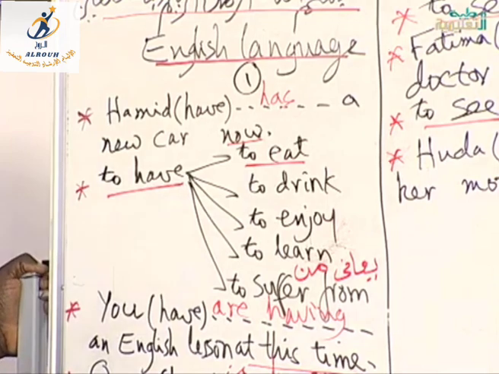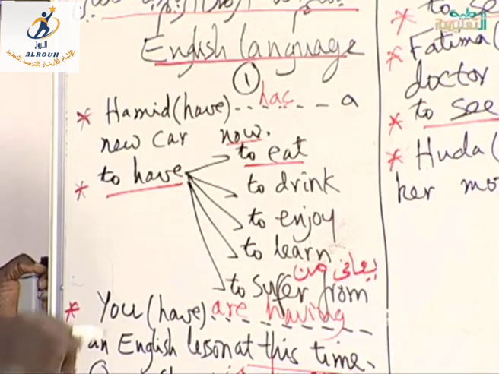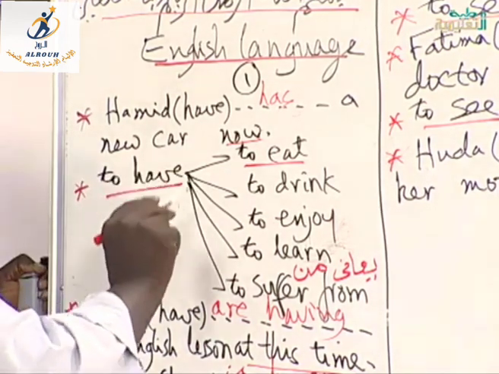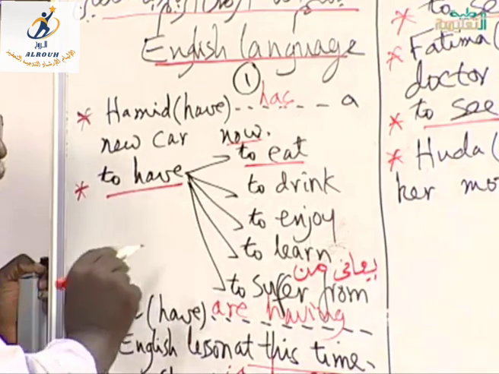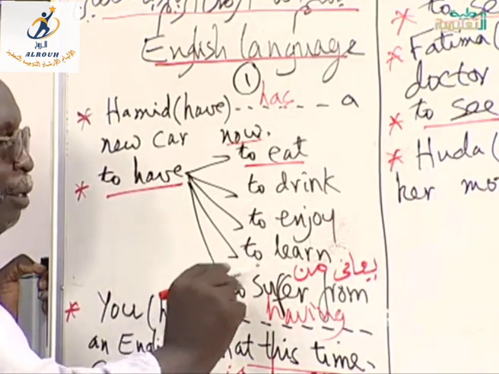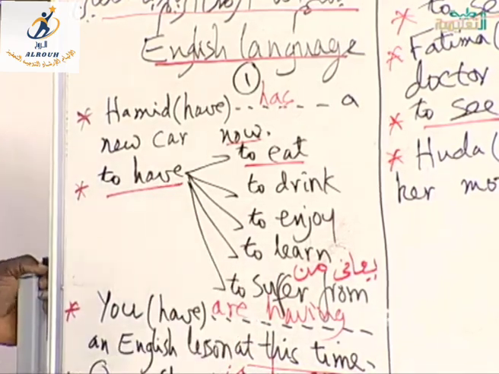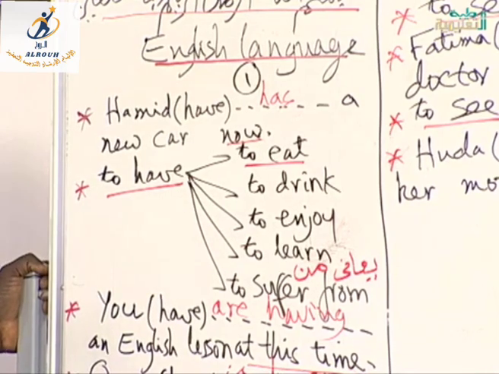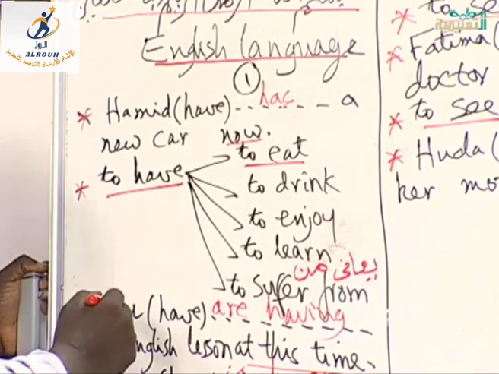But have has other meanings: to have, to eat, to have, to drink. I hope you can see the blackboard clearly. To have, to enjoy, to have, to learn, to have, to suffer from. In this case, it can be used in the present continuous tense. So we have just these three examples.